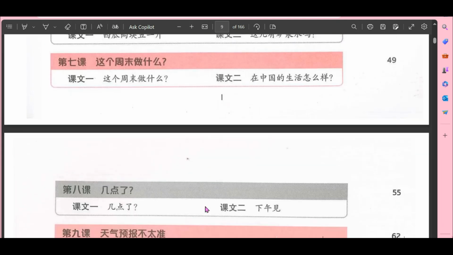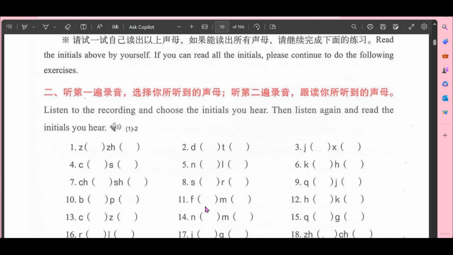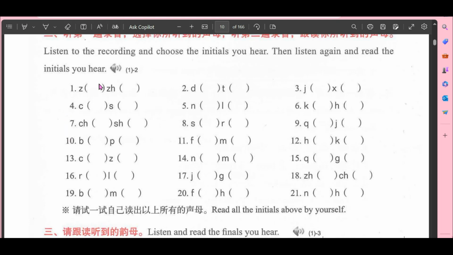Okay. So before we get into our exercise, I just want you to take a minute to look at all these initials, because I'm going to play an audio and I would like you to have a piece of paper with you or your notebook and write down what you hear. Okay, so get your notebook, get your piece of paper, and write down what you hear. Okay, let's go.